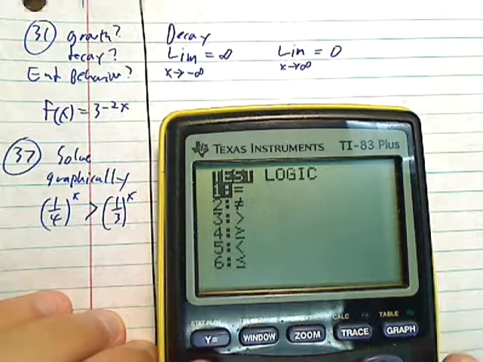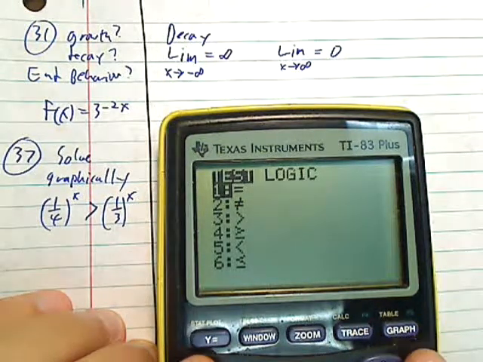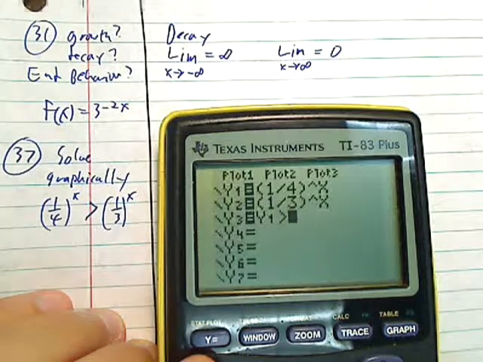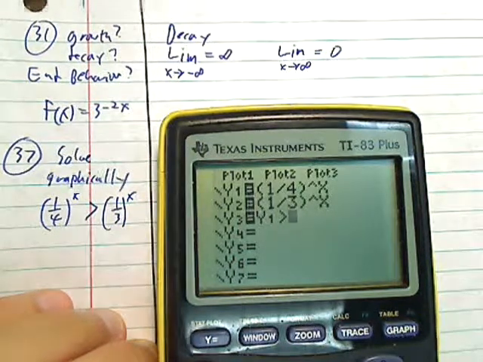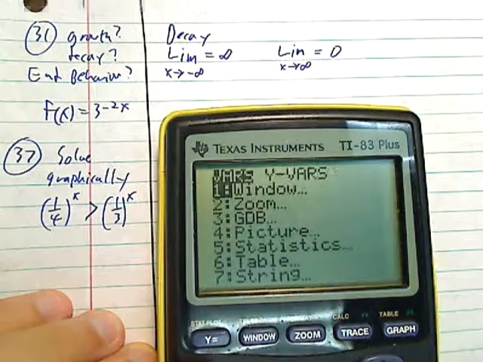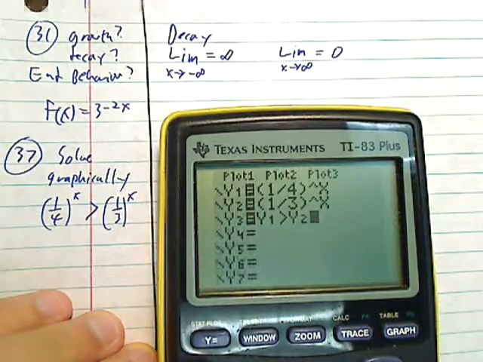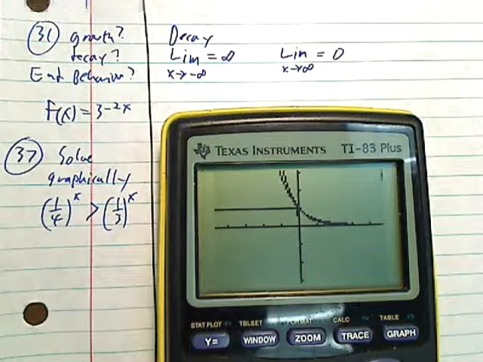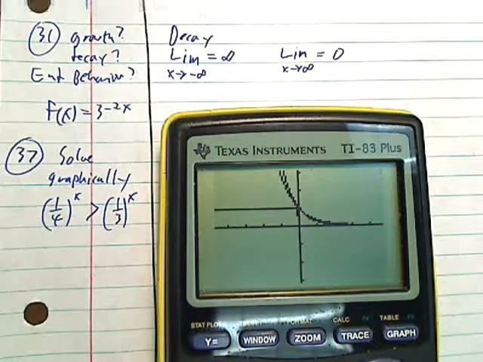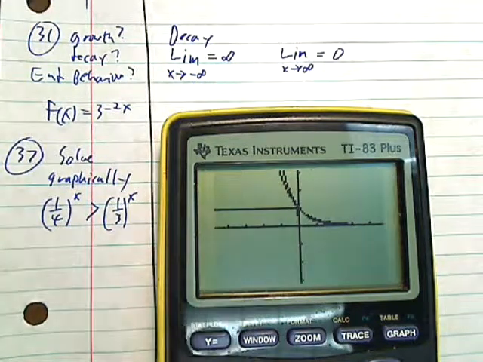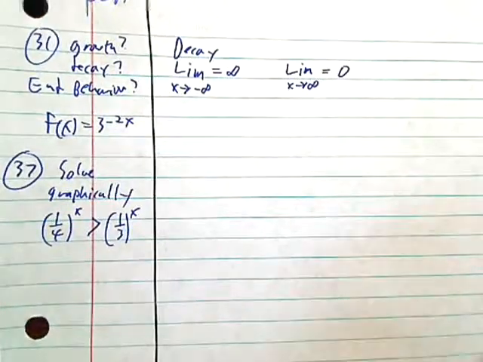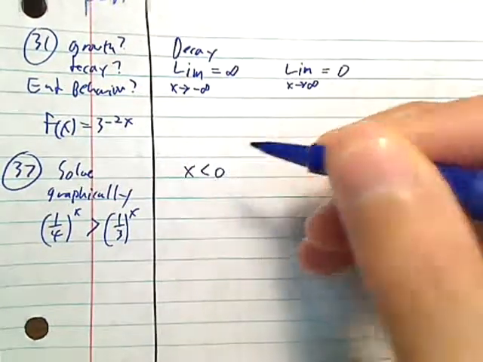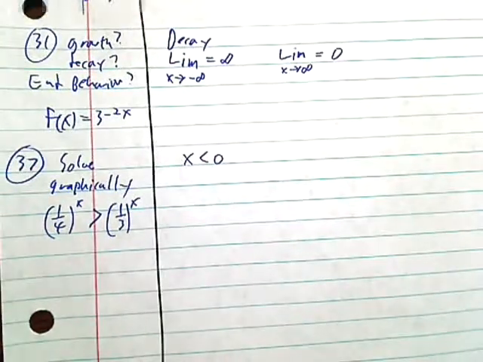y1. So I'm using the vars button, and now I'm using test, which is above math. It's greater than y2. And I'll just put that on there as well. So it is greater, greater, greater, greater, greater, and then it stops at 0. So when is it greater? When x is less than 0. Okay, there is 37. Two more.